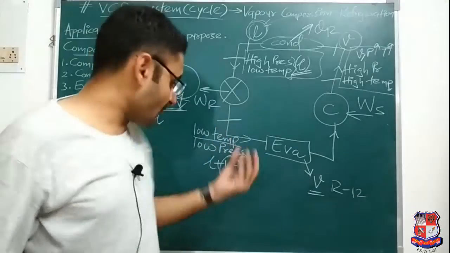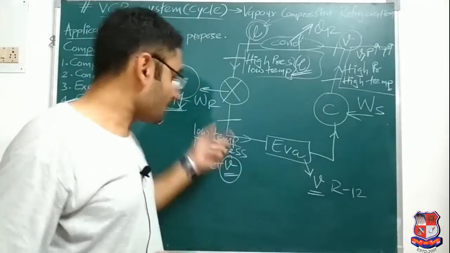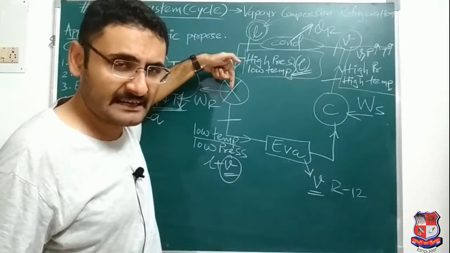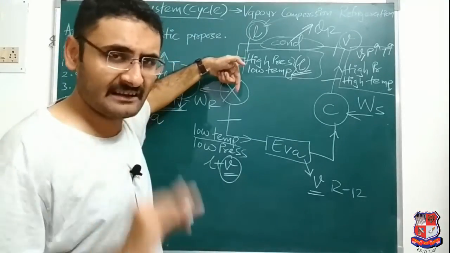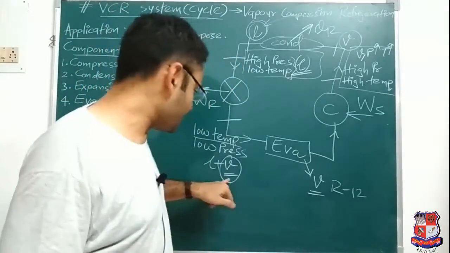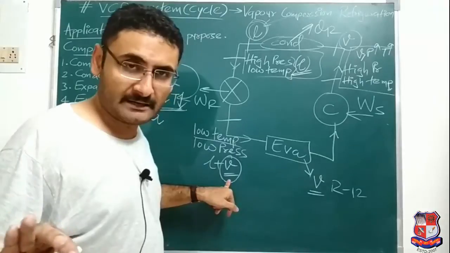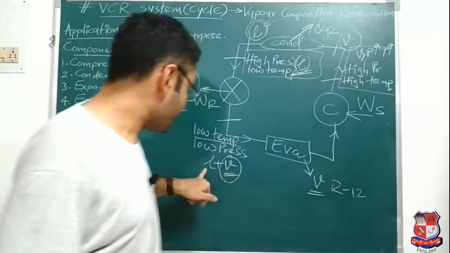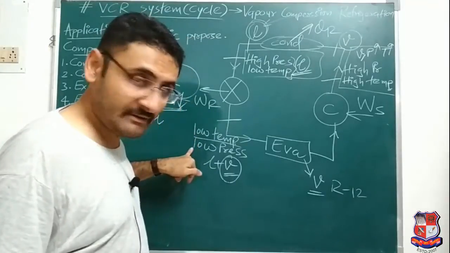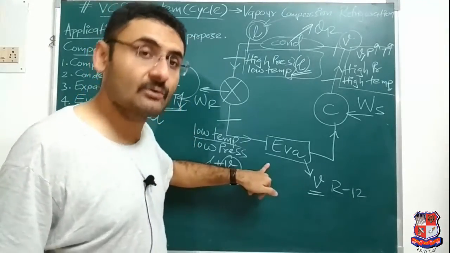Clear about this? So why are vapor particles present? Because when liquid refrigerant passes through the expansion device, at that time some frictional losses are there. Up to that much you can remember. So due to the frictional losses, some liquid particles are converted into vapor particles. Clear up to that? After that, the liquid plus vapor mixture, which is low temperature and low pressure, will enter into the evaporator.